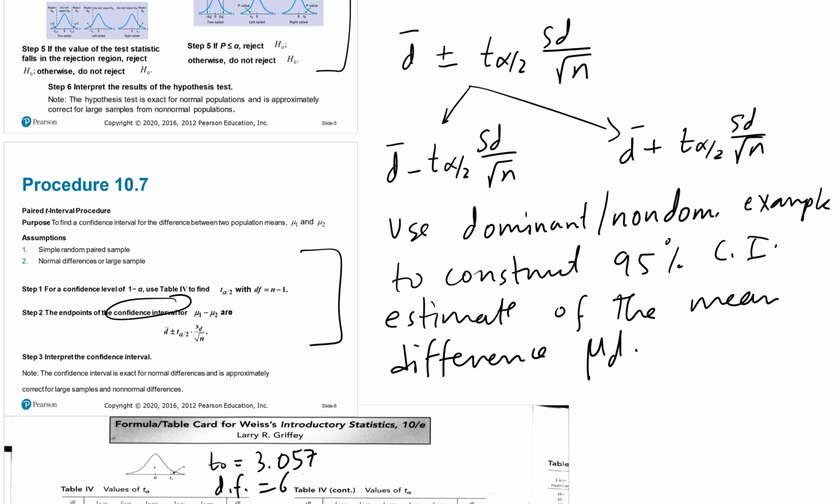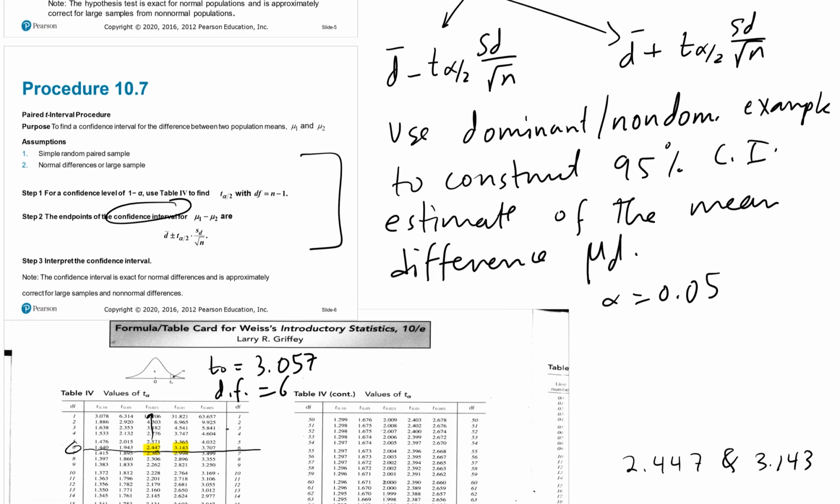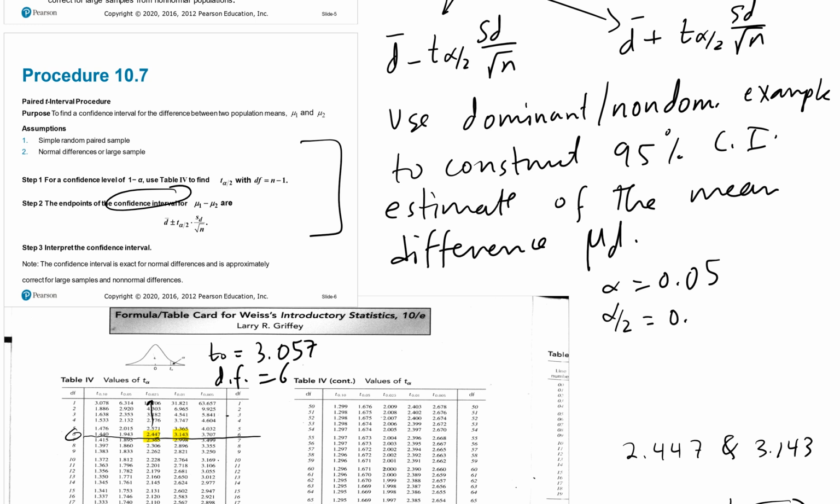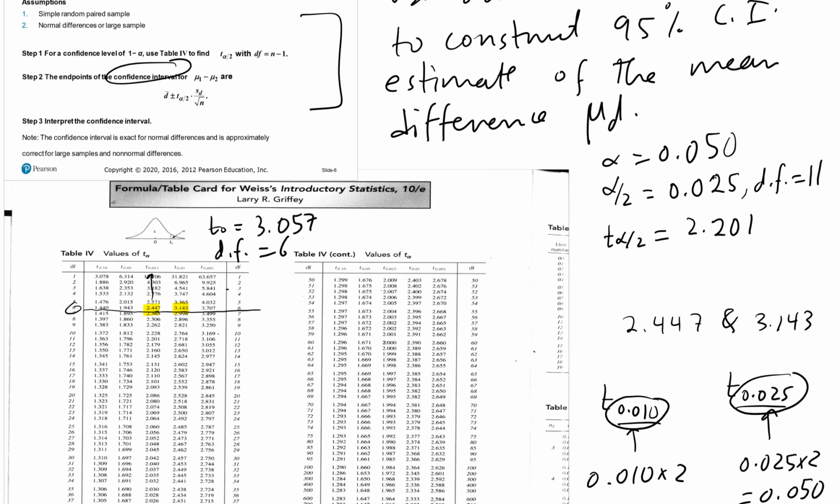We are given alpha. Remember, alpha is 0.05. That's the most important here. We can find alpha over 2: just divide 0.05 by 2, and that will give us 0.025. And with the degrees of freedom 11, if you go to the t table, or table 4, you will get 2.201. Very easy to find.